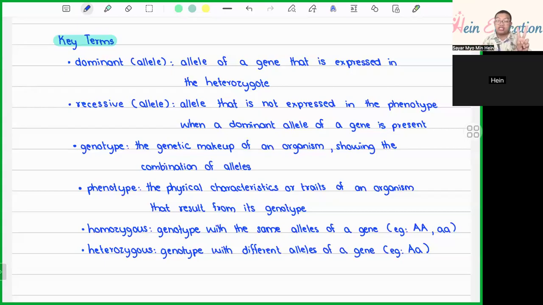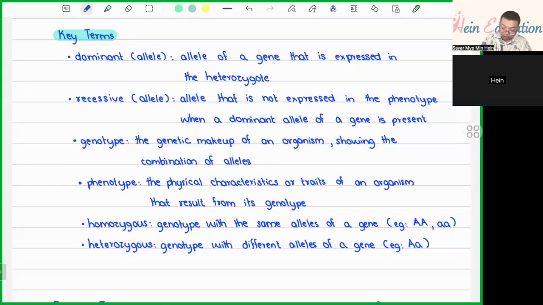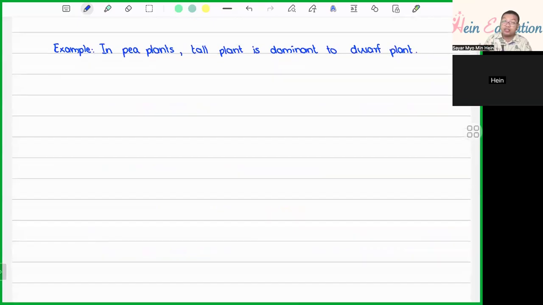And the last two definitions are homozygous and heterozygous. Homozygous, homo, means same. So a genotype with the same alleles of the gene, and heterozygous would be different. Hetero means different, right? So a genotype with different alleles of a gene. So this is all about the six definitions, and trust me, if you understand these six terms, genetic calculation will be very easy for you. So let's get started with some examples, and I will go over those six terms again one more time to make sure that you get them correctly.